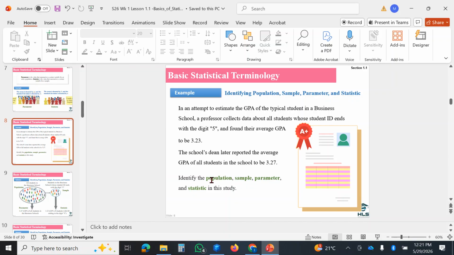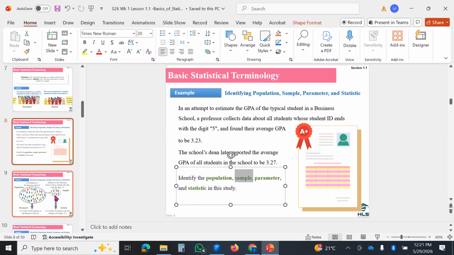You'll remember that when you're talking population, and then you've got the sample, a parameter deals with population information, and a statistic deals with the sample information. Okay?